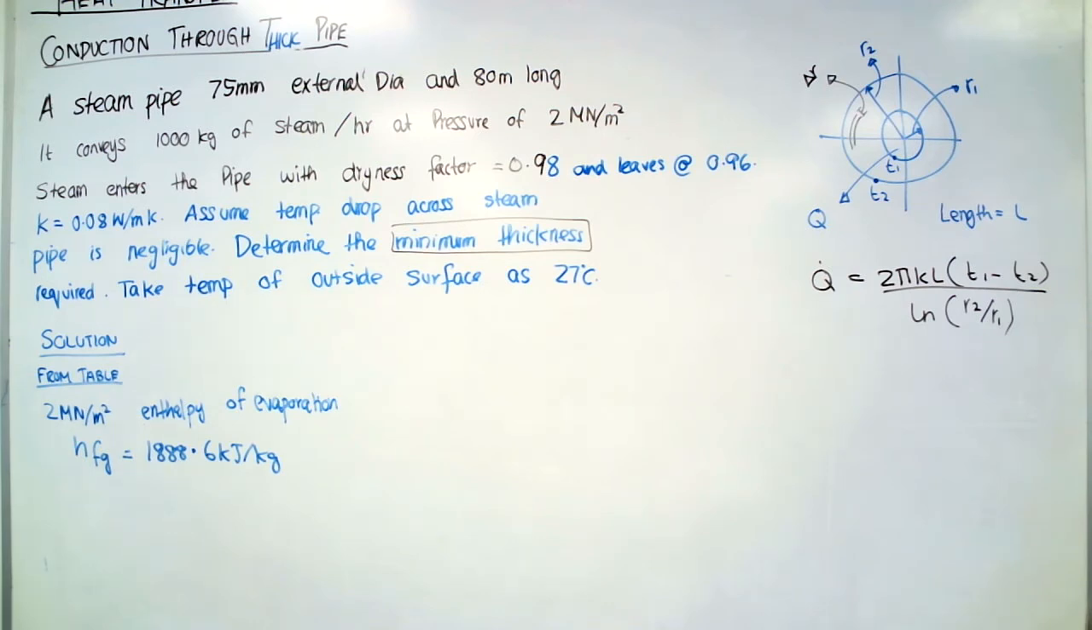Okay, so we have that one. So pressure plays an important part. Okay, so we got that bit. Now after that, we got the dryness factor. So the dryness factor is given. So we need to find out the heat loss.